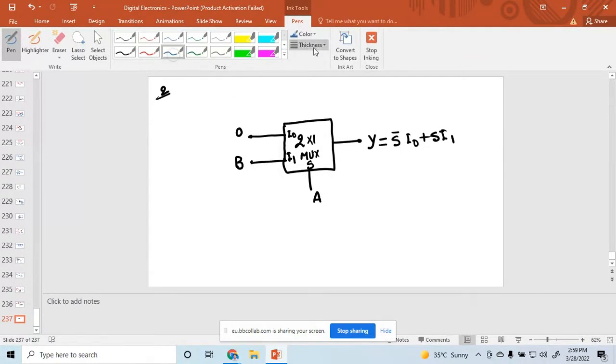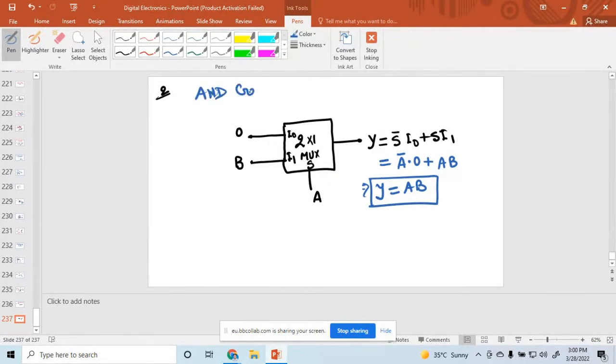So what are the values? Just put here the value of S bar, which means A bar, into I naught, which is 0, plus S, which is A, into I1, which is B. So what is the expression? Y equal to AB. So this is an AND gate. Yes. Does anyone have any doubts?